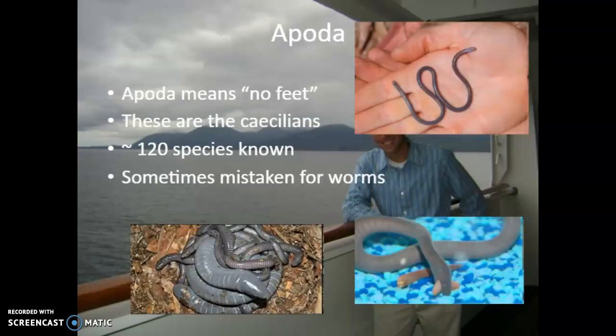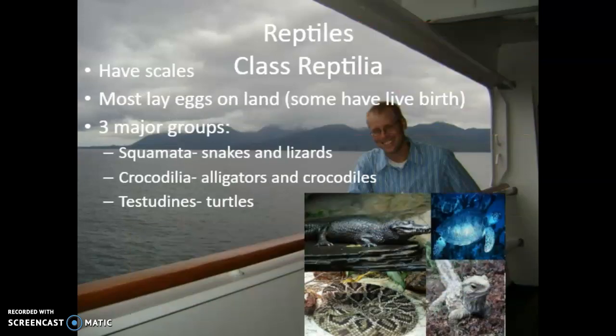And then here are the real weirdos of the amphibians, the Apodans. A, an, and non all mean not, and pod means foot. Apoda means no feet. They're also called the caecilians. There are about 120 species known, and they are sometimes mistaken for worms, but they're not a worm because they have a backbone. They have a spinal cord. I don't know what their babies look like, but they might have tadpole-like babies. Don't quote me on that. They are an amphibian.